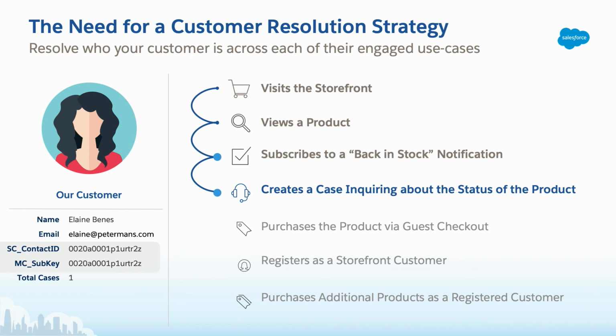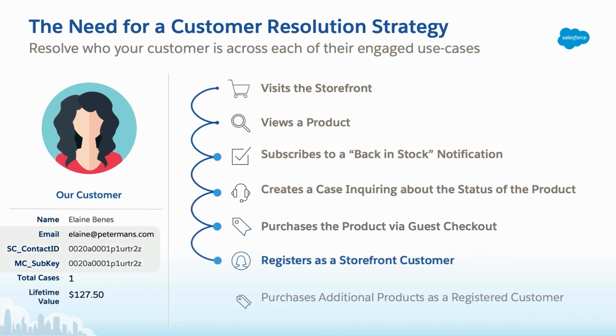I can also leverage the Marketing Cloud subscriber key to send any emails or put Elaine on a journey when that product comes back in stock. So now I'm incrementally building that rich 360-degree view of the customer. And so Elaine finally gets her notification email. She purchases the product through guest checkout. Because we have the ability to drive resolution, we can now add that order to Elaine's personal account representation, even though she leveraged guest checkout.